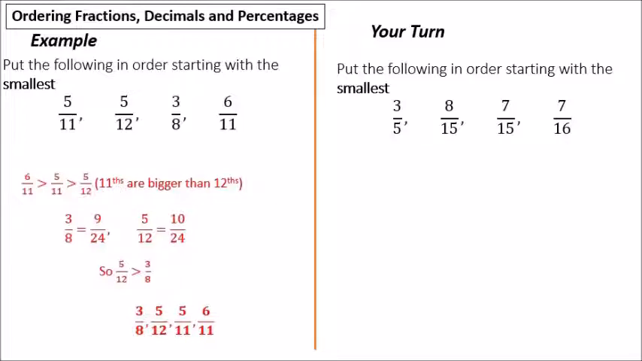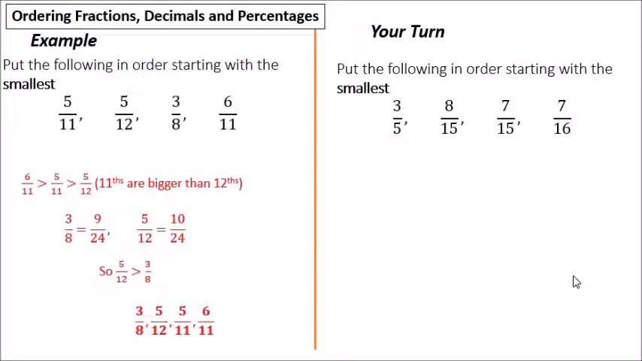So we can see that the order is, from the smallest: if 5 12ths is bigger than 3 8ths, then 3 8ths is the smallest. Then 5 12ths is the next biggest, then 11 12ths, then 6 11ths. And the symbol here, if it's pointing to the right, that means bigger than. If it's pointing to the left, it means less than. Alright? Just some useful information there for you to know. So, put these in order, starting with the smallest. First of all, copy that down, make sure you understand, and then have a go at this one.